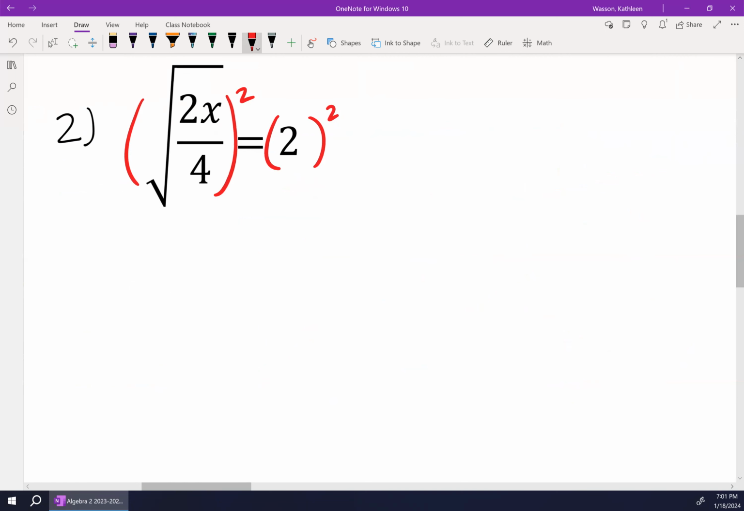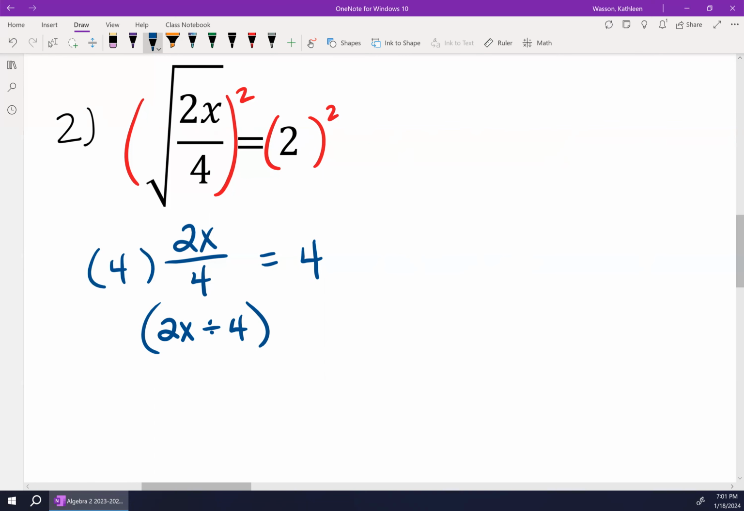So I have 2x over 4. This is equal to, oops, I just did it, 4, 2 squared. And a fraction is a division problem. So this is the same as saying 2x divided by 4. The inverse of division is multiplication. So I multiply both sides of the equation by the denominator. Now I'm multiplying by 4 and dividing by 4. So that reduces to 2x equals 16.